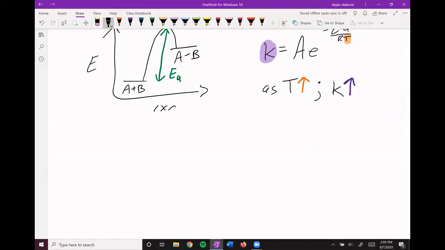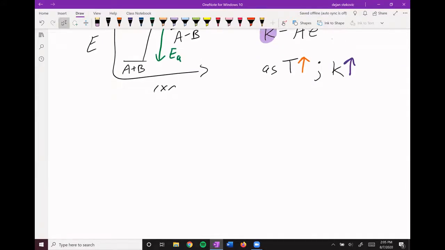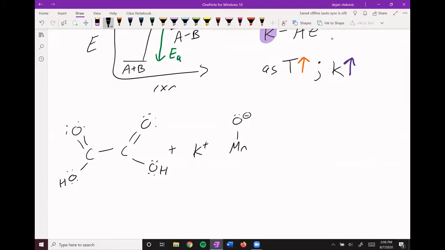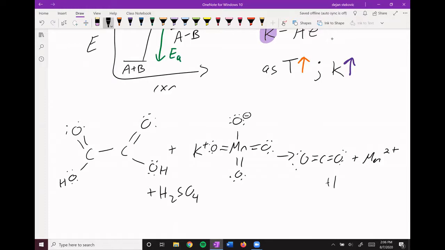Our particular reaction that we're gonna take a look at here is again a redox reaction. So we're gonna have some oxalic acid, which is this guy over here, reacting with some potassium permanganate, as well as there's gonna be under acidic conditions, so there's some sulfuric acid there, to form carbon dioxide, CO2, some manganese 2+. And then there's gonna be some spectator ions, some sulfate and some potassiums floating about.